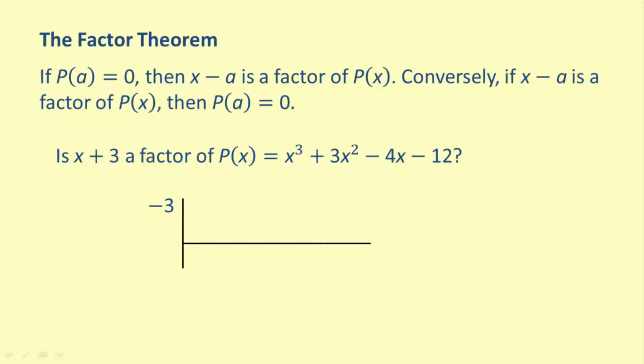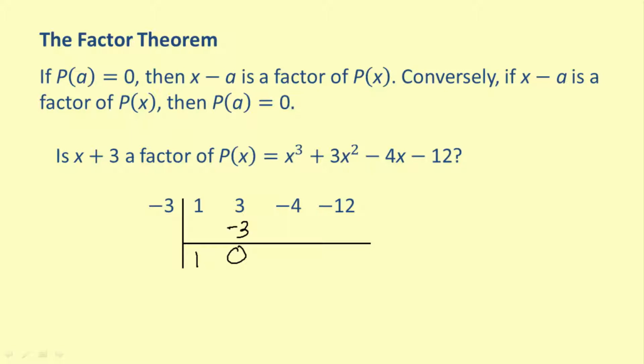Set up the synthetic division process as follows, with our a, in this case negative 3, outside the lines, and the coefficients of the polynomial in degree descending order, in this case 1, 3, negative 4, and negative 12, inside the lines. Start by dropping the leading coefficient of 1 below the remainder line, and multiply negative 3 times 1 to get negative 3. Place negative 3 below the next coefficient and add to get 0.